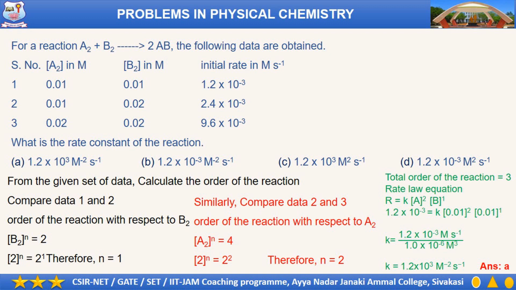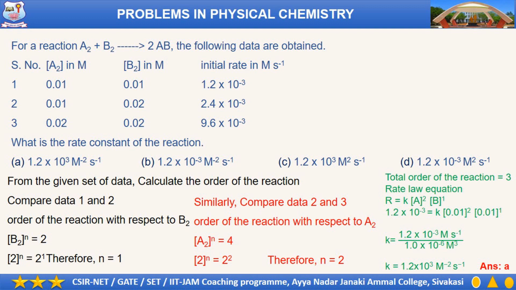To find the rate constant, we need the rate law equation. To find the rate law equation for a given reaction, you need the order of the reaction. From the given set of data, you should calculate the order of the reaction, applying the rate law equation. By a shortcut method, we look at the concentration terms given. Take any two sets of reactions such that one concentration remains constant and the other concentration varies.